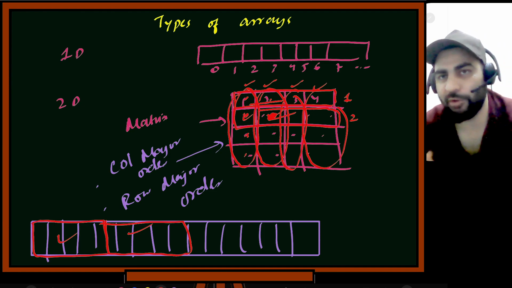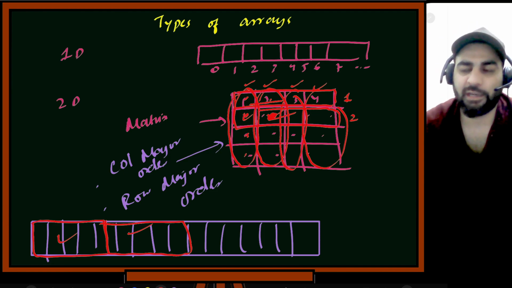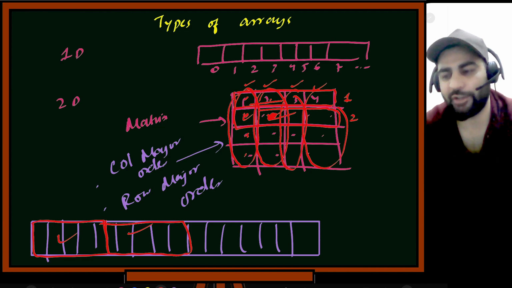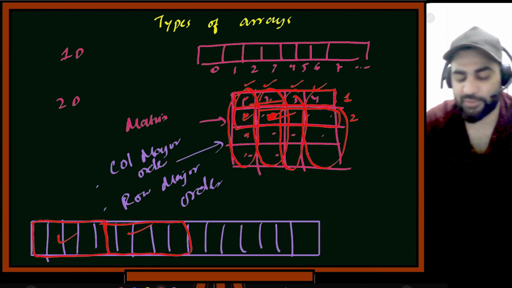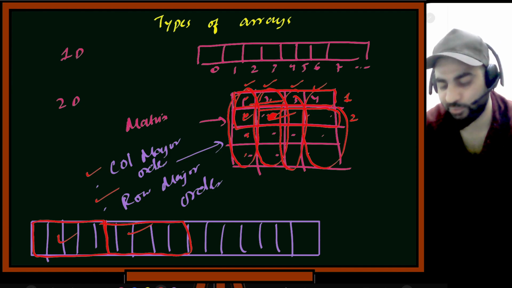If it is stored in column major order, the address computation will be different, or how you access that element internally, the computation will happen differently, based on whether it is stored in column major or row major order. How many of you are clear with what is column major and what is row major order? You can ask questions over here.